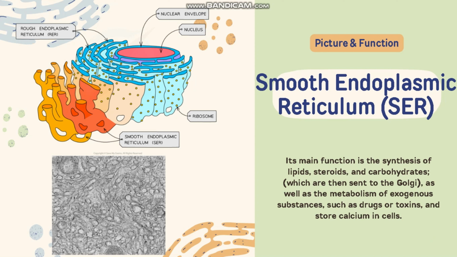SER. Its main function is the synthesis of lipids, steroids, and carbohydrates, which are then sent to the Golgi so that they can be attached to the proteins for complex modification, as well as the metabolism of exogenous substances, which are just substances that come from outside of the organism, such as drugs or toxins. SER helps store calcium in cells.